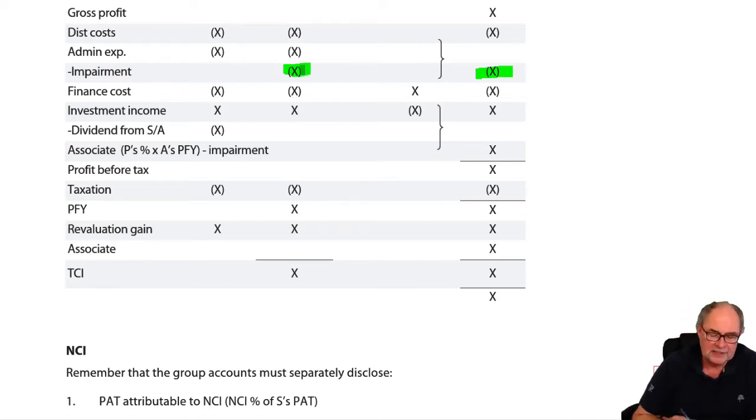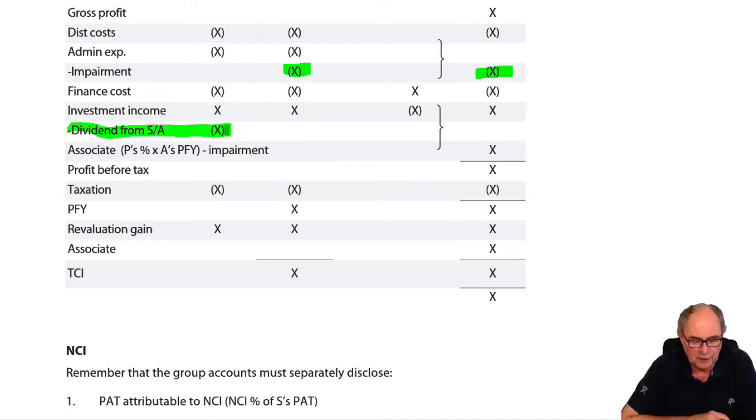Reminder that the idea of the group profit and loss is that instead of showing the dividend from subsidiaries and associates, we show their profits. So dividend income from those companies would not be included.